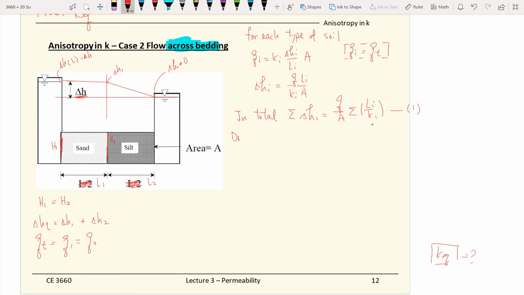And for Darcy's law applied to the system, my Q is equal to K equivalent times i times A, and the gradient is equal to the sum of all the head drops divided by the total length, times the area, which is a constant. So this is equation 2. So we substitute equation 1 into equation 2.